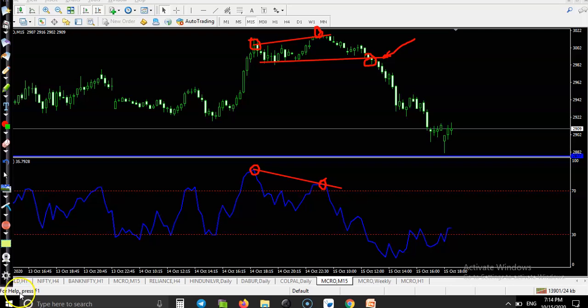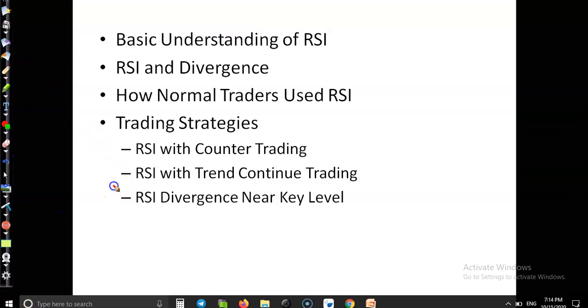Next we will show you the RSI with trend continuation trading strategy. It means the trend is running in an uptrend and giving a correction, and in this area we will use divergence and catch the market before price creates a new high. So let me show you on a live chart.